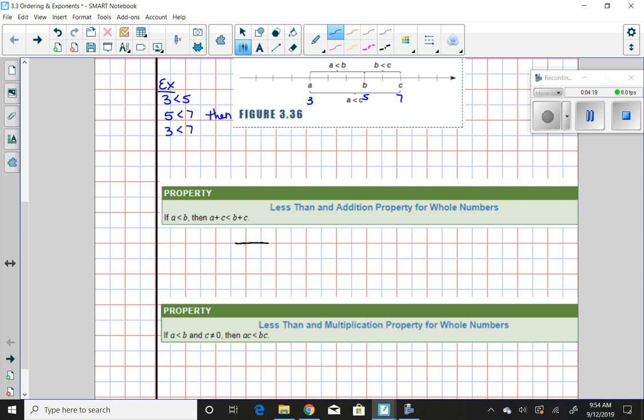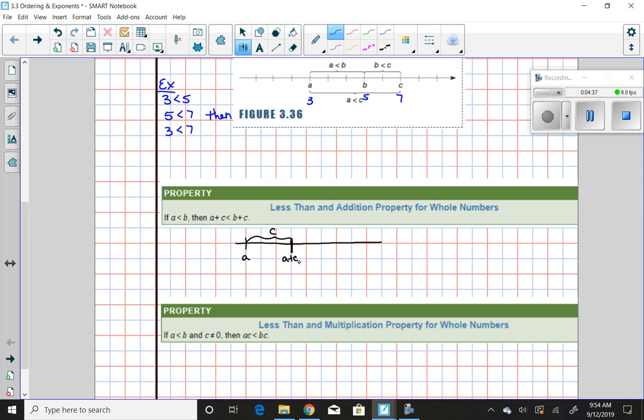So let's draw a number line. And let's put an A. And we're going to add C. I have no idea what C looks like. We're going to add C. So this line here represents A plus C, however long C is, we don't know. And then we have B.